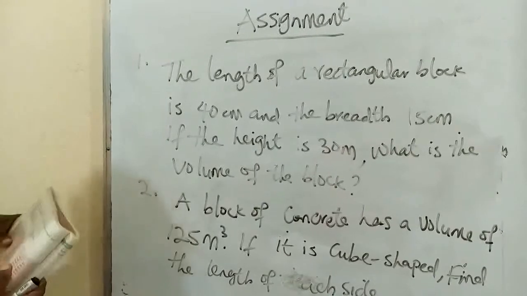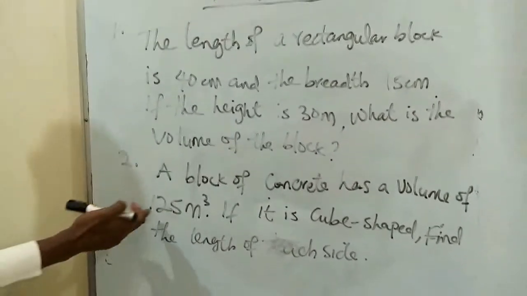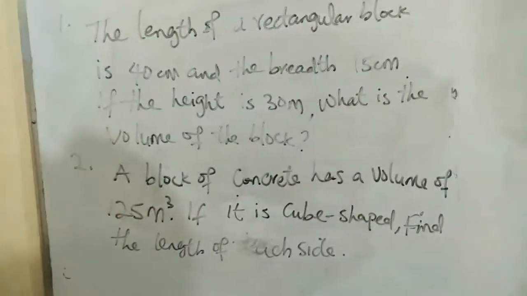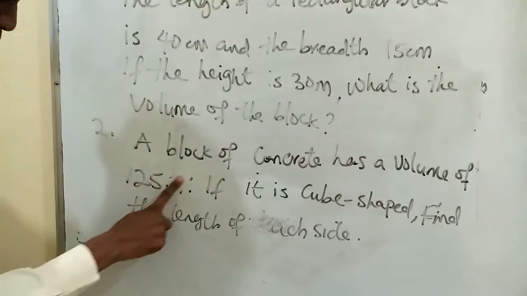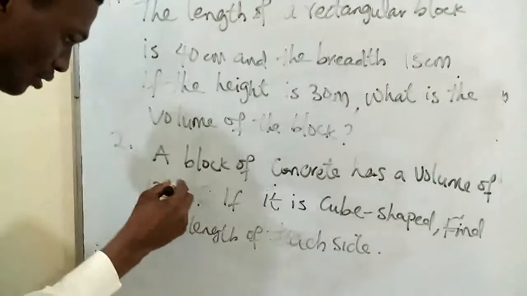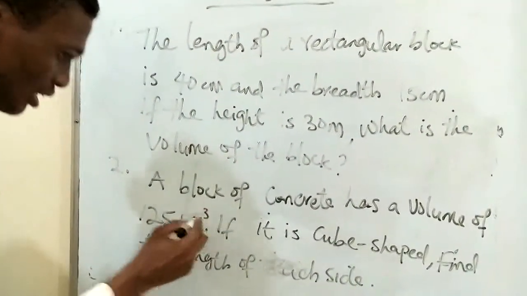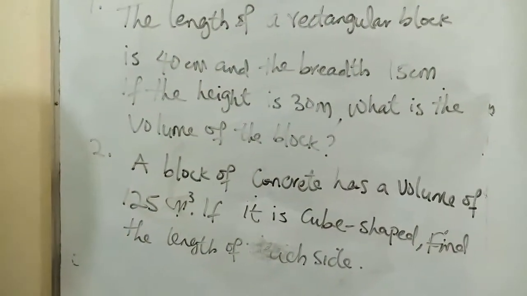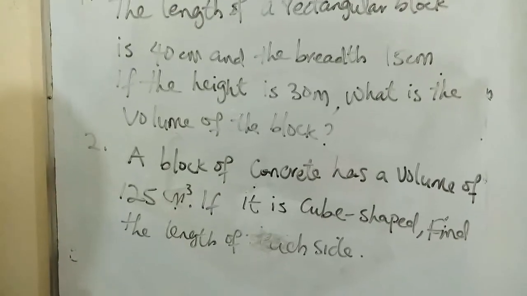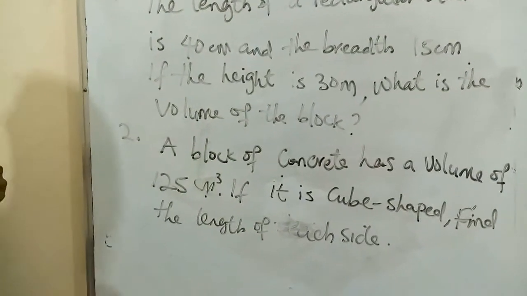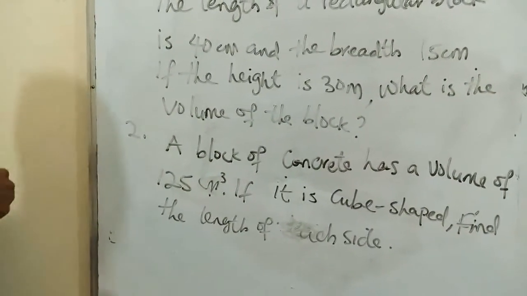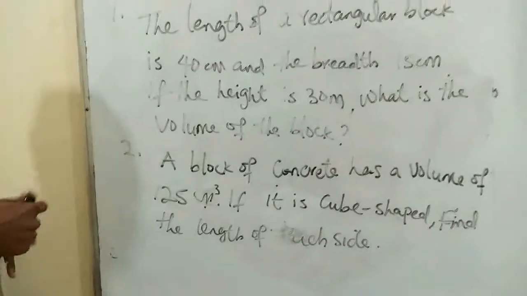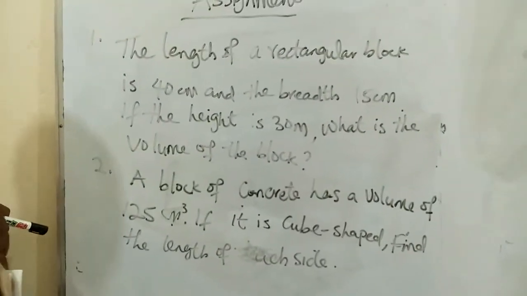A block of concrete has a volume of 125 cm cubed. If it is cube shaped, find the length of each side.